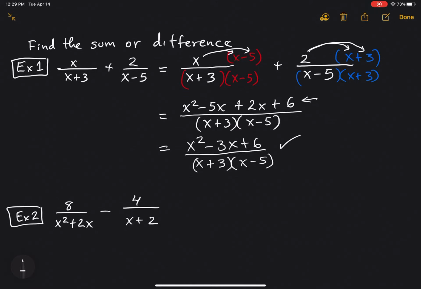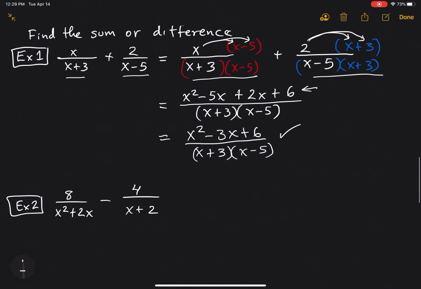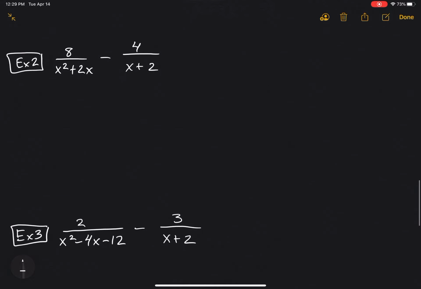So one more time, when we don't have the same denominator, we somehow make it the same denominator. In the previous example, x plus 3 and x minus 5 don't have any factors in common, so we just multiply one fraction by the other one, or one denominator by the other one. Example number 2 is a little bit different, because the denominators, even though they're not the same, have something in common. One has factors of the other one.